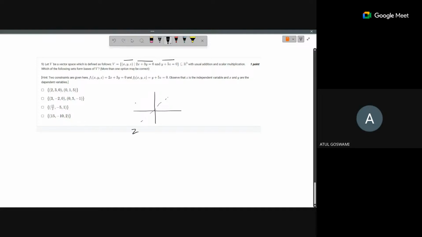Suppose this is the z axis, and this is y, and this is x. So we have one line in the yz plane. Okay, the y and z plane. You just try to imagine.